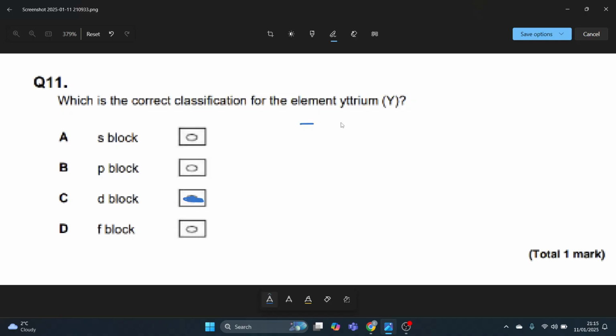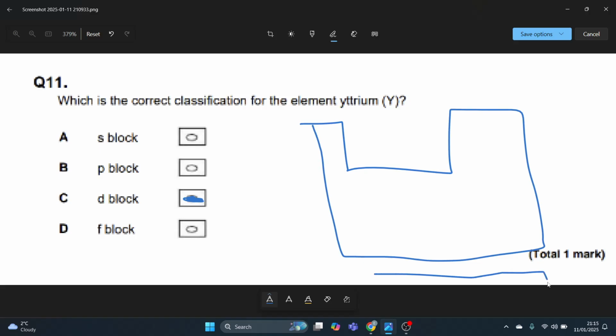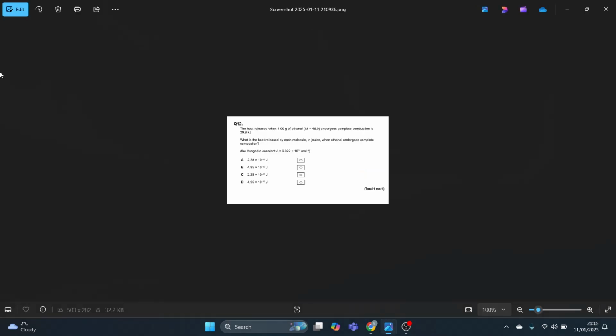So let me just do an imitation of the periodic table. And you've got this other small block here. This is your S block, this is your D block, this is your P block, and this is your F block. And you guys might be like, yeah, I don't need to do that. You do, because I've seen a lot of multiple choice questions very similar like this. So in this case, the answer is 11C.